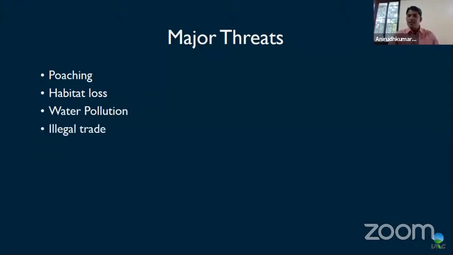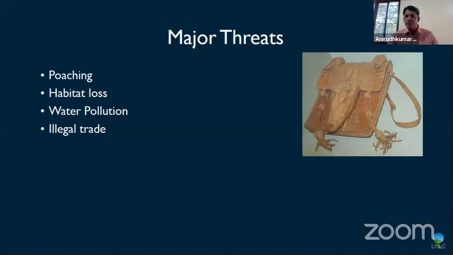So, illegal trade: not so much a bigger threat now, but it used to be before the rules. People used to hunt them illegally for their skins. Crocodile skin is one of the costliest leathers you can find in the world. People pay a lot of money to get a crocodile bag. You can see this is a beautiful piece of jewelry, you can say. It's a bag made out of a complete crocodile. You can even see the jaw. I think it must be costing around $3,000 or something, and probably more than that.